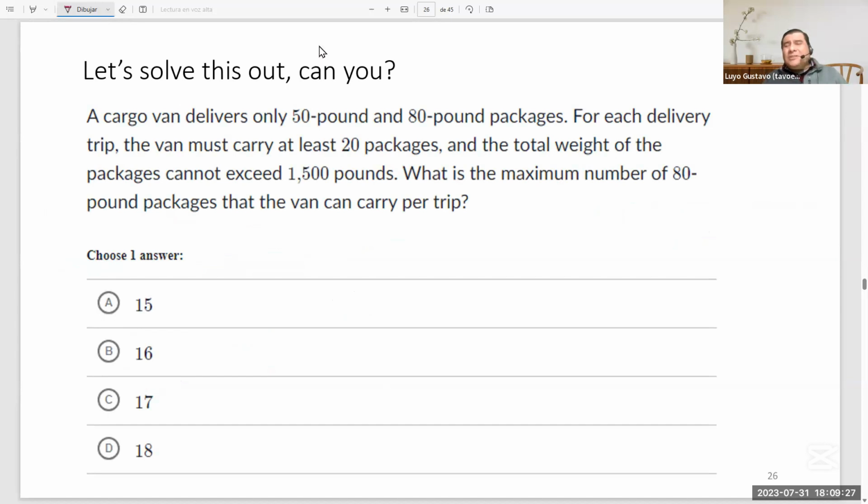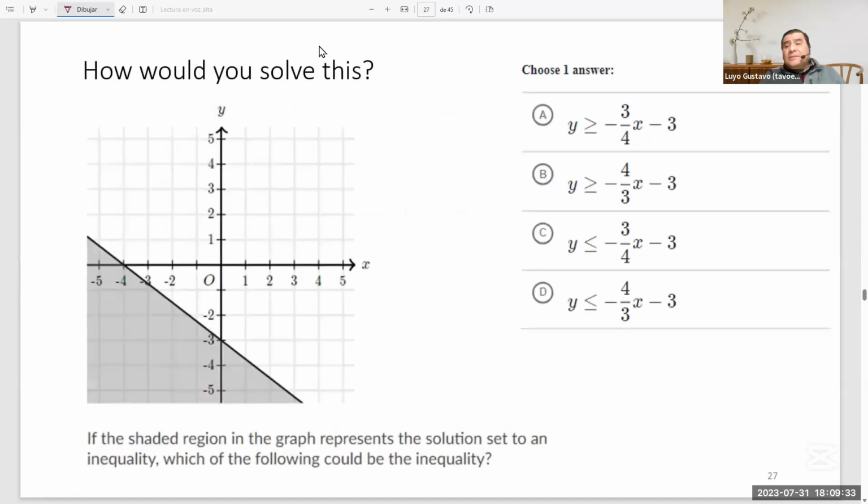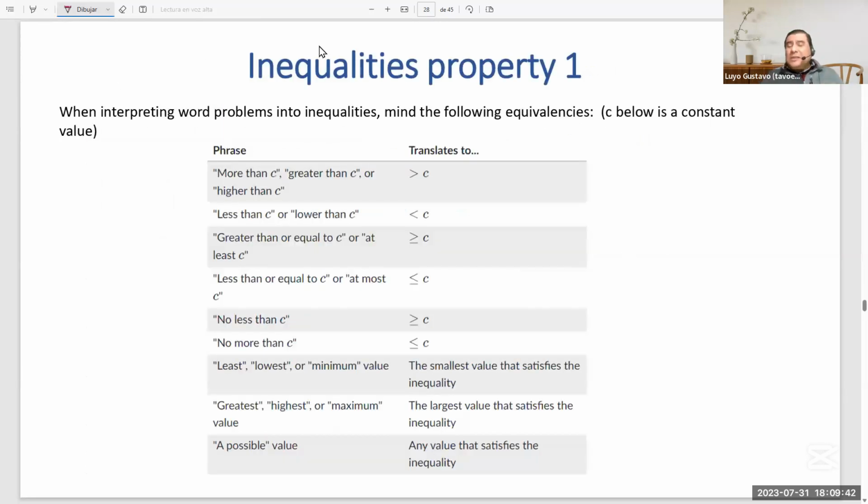Now, this is interesting because it's a maximum number. How are we supposed to solve this? Now, let's see some theory that can help us. First, here's another example of a question that we'll be able to solve using the theory that follows now. When we deal with inequalities, we need to be very careful about how we interpret certain statements, in word problems especially, and translate those statements to inequalities.